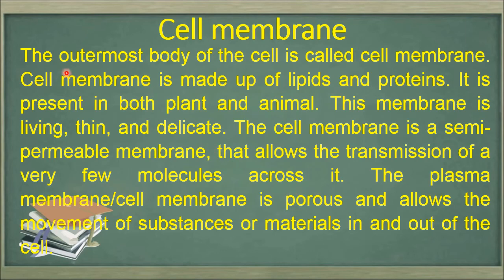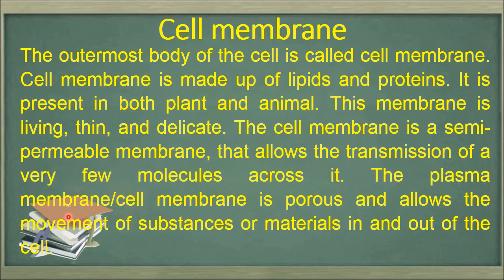Cell membrane. The outermost body of the cell is called the cell membrane. The cell membrane is made up of lipids and proteins. It is present in both plant and animal cells. This membrane is living, thin and delicate. The cell membrane is a semi-permeable membrane. It allows the transmission, meaning transfer, of very few molecules across it.